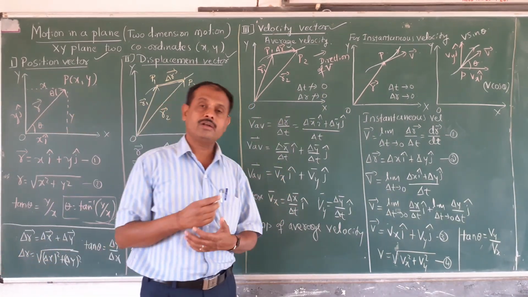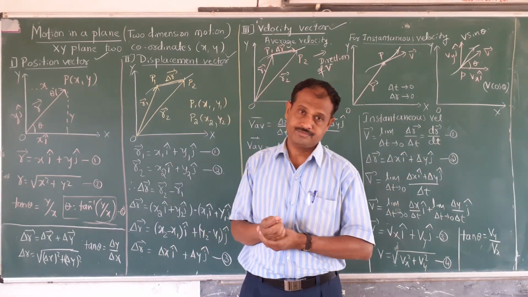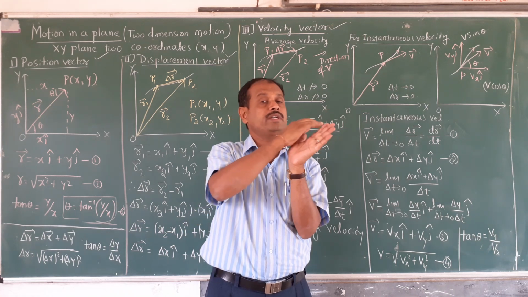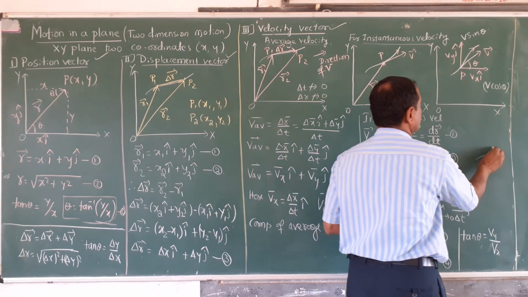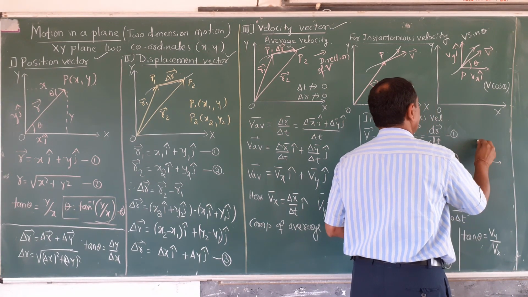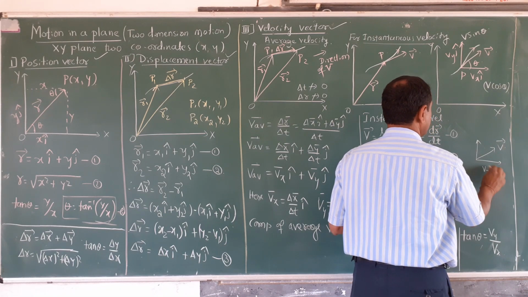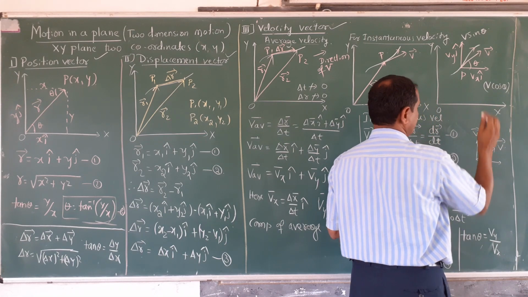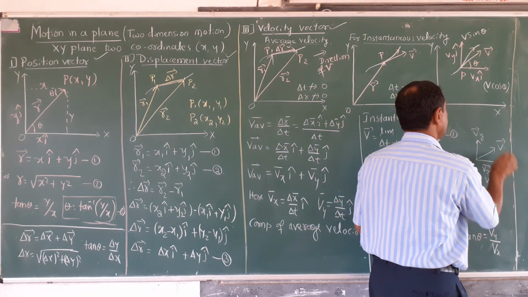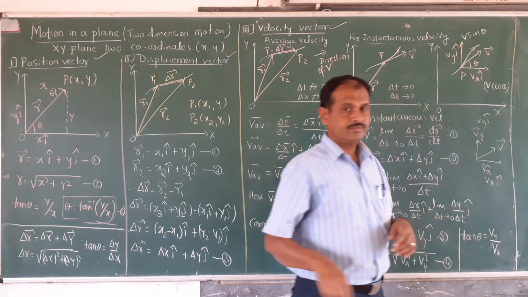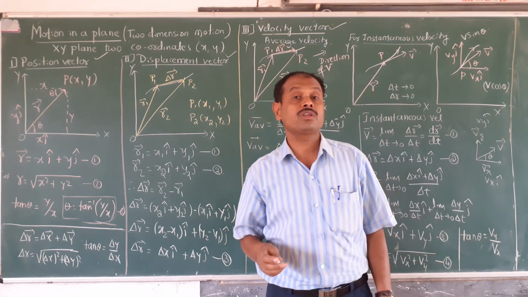In the beginning, we have already known the resolution of a vector. A vector is split up into 2 vector components. They are perpendicular to each other. This is the vector. One component is said to be Vx, another one is said to be Vy. Now this is Vx i cap, and this is Vy j cap. The vector is split up into 2 components. This is called resolution of a vector.